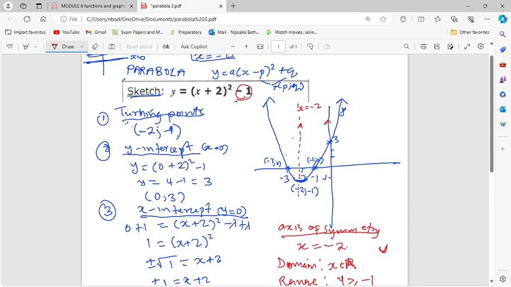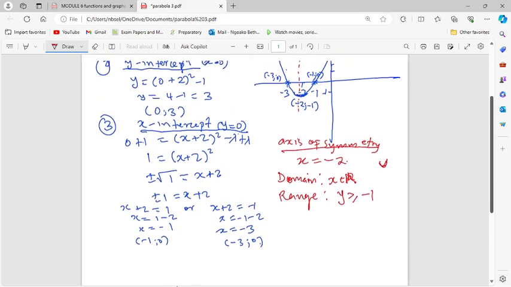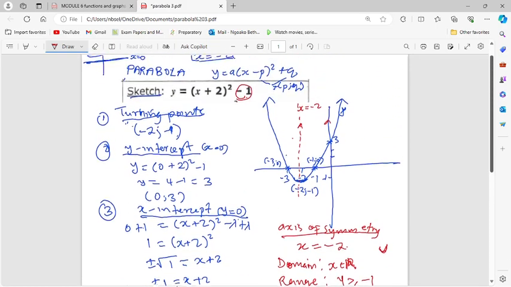So that's what we have for drawing a parabola in this form of a into x minus p plus q. So we can get the domain, the range, then the axis of symmetry, the x-intercept, the y-intercept, and the turning point.